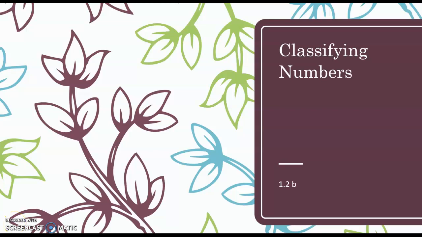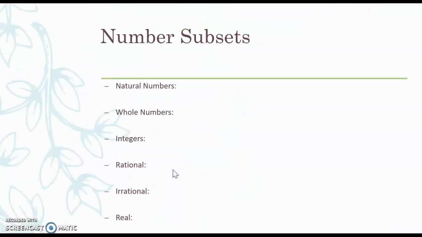All right, so now we're going to talk about the different ways we can classify numbers. And so that includes our number subsets. And so we have the following subsets. We've already talked about rational and irrational. And so this rational is any number that can be written as a fraction.